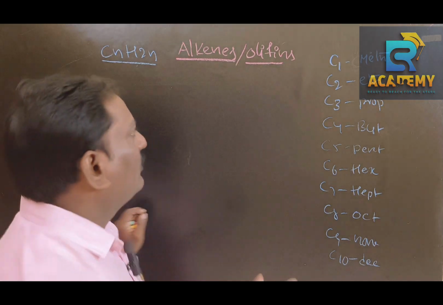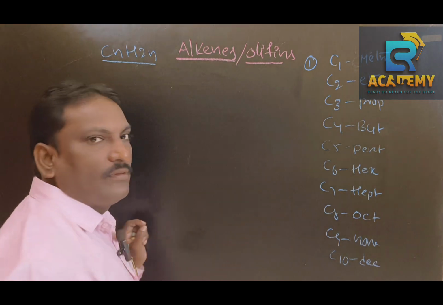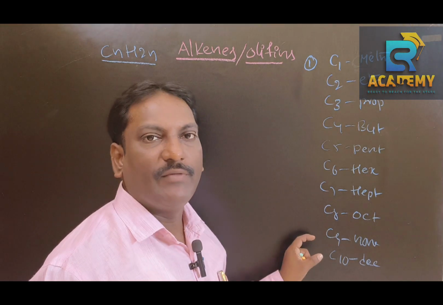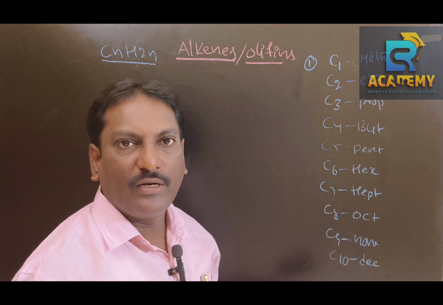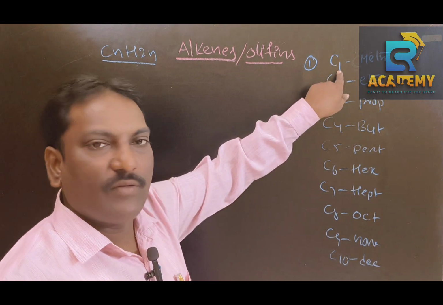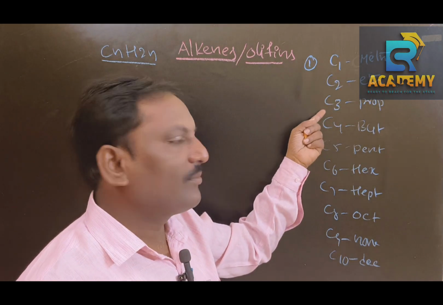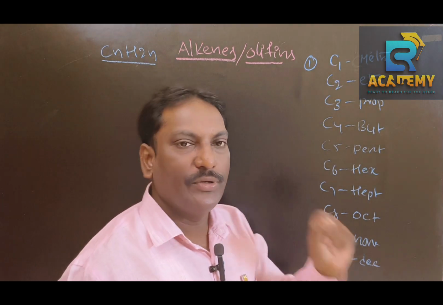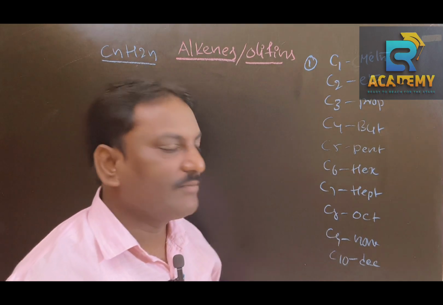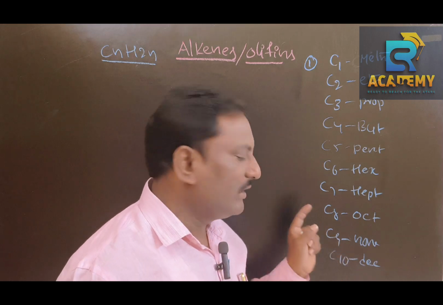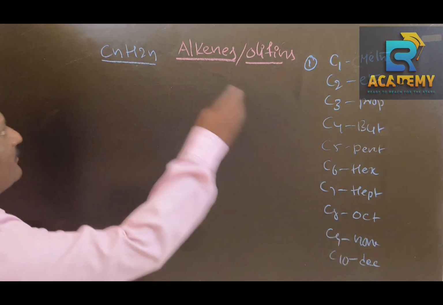So to draw the Lewis dot structure, or to find the chemical formula of alkenes, first of all you have to know 3 points. Point number 1: what name must be given to the particular hydrocarbon if the carbon count is 1, 2, 3 and so on. 1 carbon, meth. 2, eth. 3, prop. 4, but. 5, pent. 6, hex. 7, hept. 8, oct. 9, non. 10, dec.